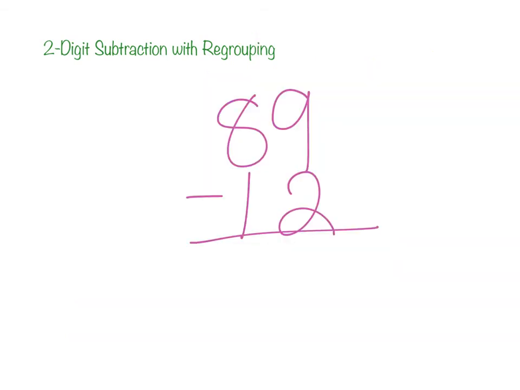Okay, here's our next problem. 89 minus 12. Now, I want to make sure that I label my place values. So, 1s and 10s. And I'm going to say my rhyme to myself because I'm always going to start in the 1s place. And I'm going to look and see that that's 9 minus 2. Where is the greater number? Top or bottom? That's right, it's at the top.